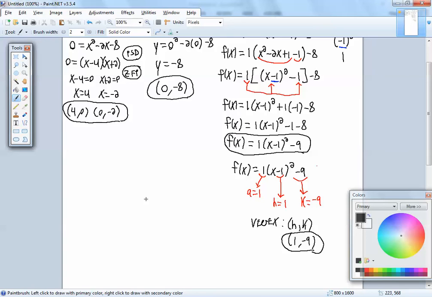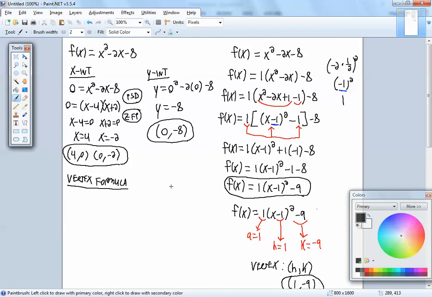Now there's a second technique you can use to find a vertex. And let me put it over here. It's called the Vertex Formula. Writing it in standard form isn't necessarily that easy. So if you merely are asked to find the vertex, then the Vertex Formula may be easier.